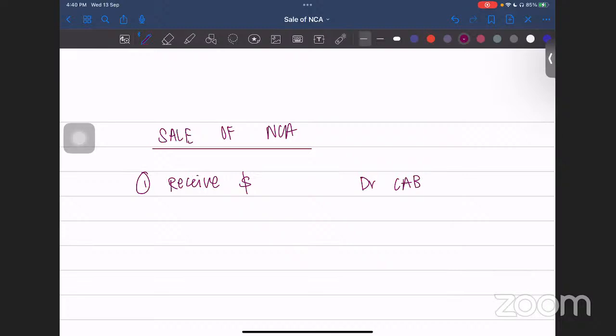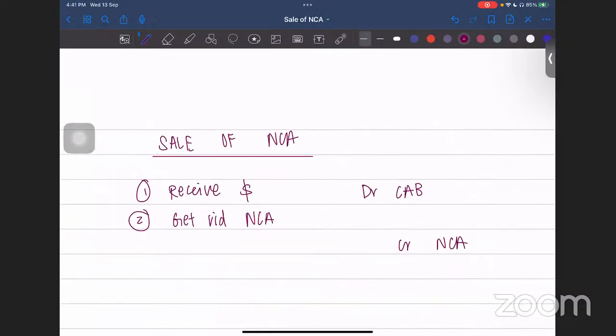After you receive money, what are you selling here? You are selling a non-current asset. When you sell the non-current asset, it is no longer inside your business. Therefore, you credit the NCA. So you will get rid of the NCA, whatever the NCA is, be it equipment or machinery or whatever.